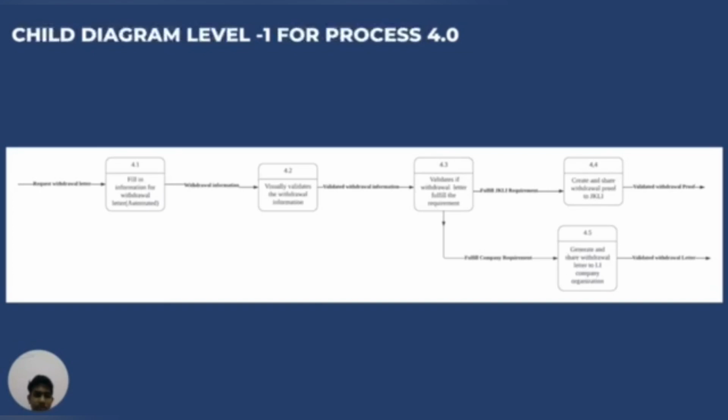This is the chart diagram for the process 4.0. From this, the student will request the withdrawal letter, and they will fill in information in the withdrawal report form. So, the withdrawal report form will be displayed, and they need to visually validate the data, and after that, it will be sent to be validated. It must fulfill the requirement for the JKI and the company. If it fulfills the JKI requirement, it will be created and shared to the JKI. And if it fulfills the company requirement, it will be generated and shared to the company.